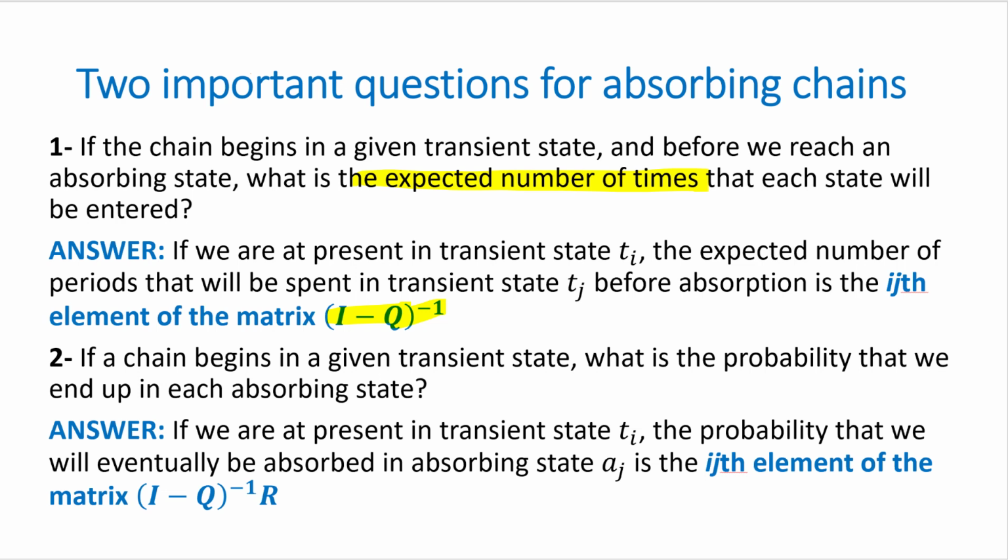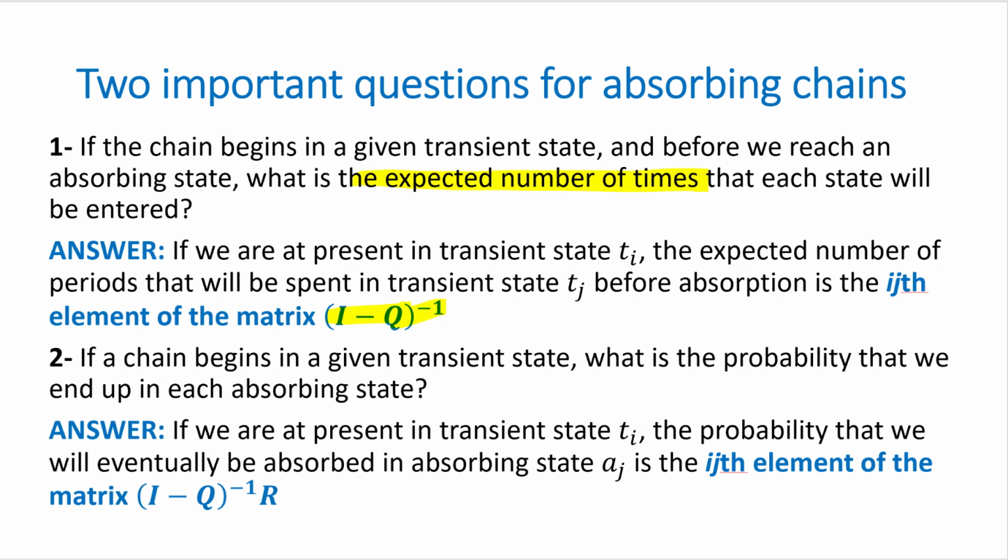Second type of question, if a chain begins in a given transient state, for example, an employee is right now a senior, or if an account is 3 months overdue, what's the probability that we end up in each absorbing state? For example, if an employee is a junior now, what's the probability that they leave as a partner? What's the probability that they leave as non-partner? If an account is 2 months overdue right now, a specific account, what's the probability that they are written as bad debt? What's the probability that they will be paid off? So transient to absorbing. Second type of question is asking about transient to absorbing.